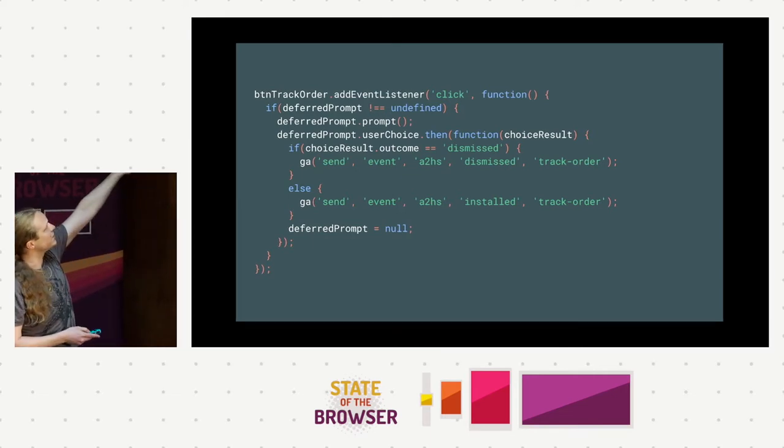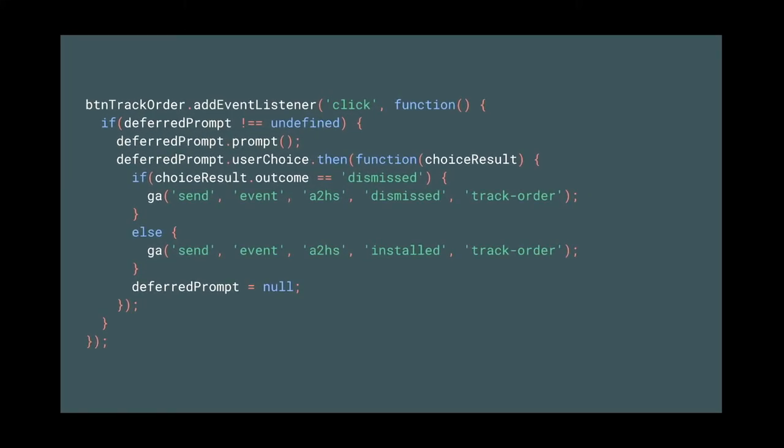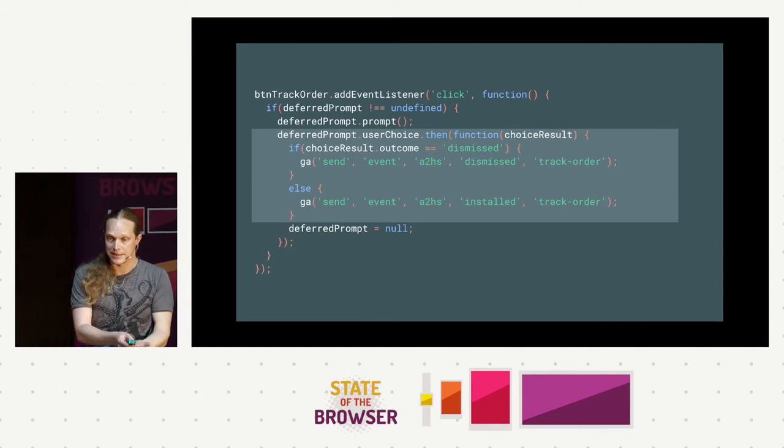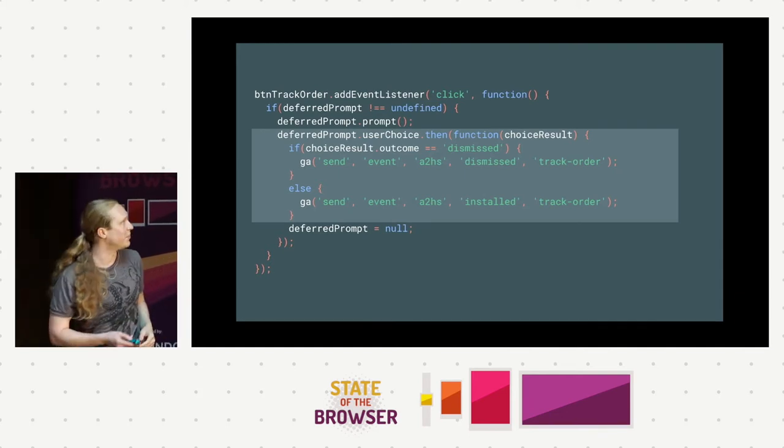I just wanted to point out, I showed you the deferred prompt that I'd captured before, for when the user actually clicks on, yes, I want to add to home screen. And inside of here, you can actually get the user choice. So you can see if they dismissed the prompt or if they chose to install it. Here, I'm just using Google Analytics, but obviously whatever analytics provider or method you want to use for tracking, did they install it, did they not, you pop it in here.